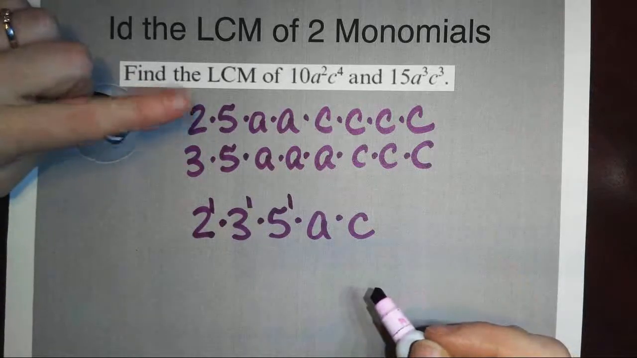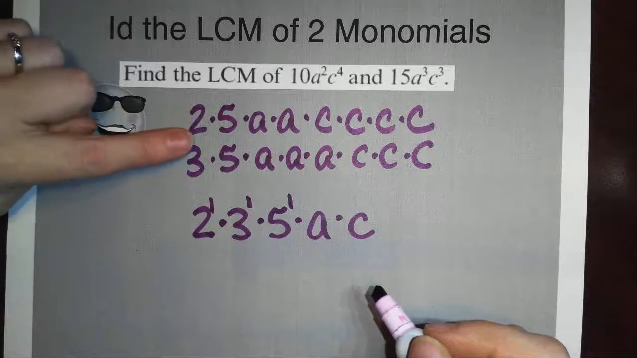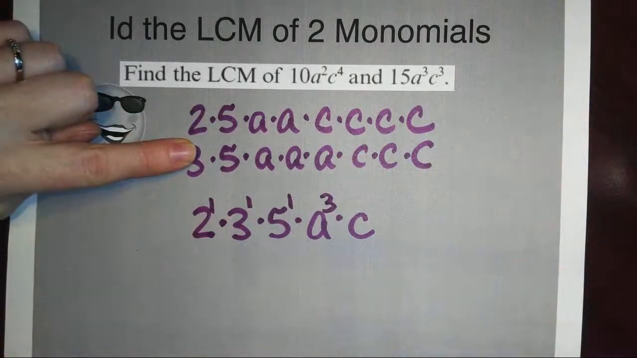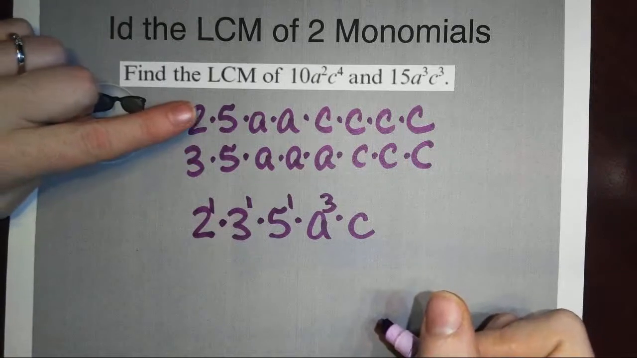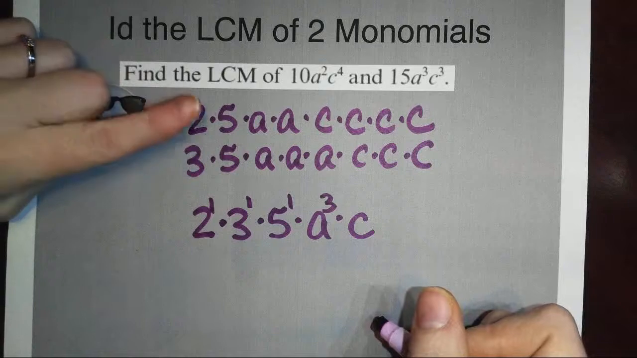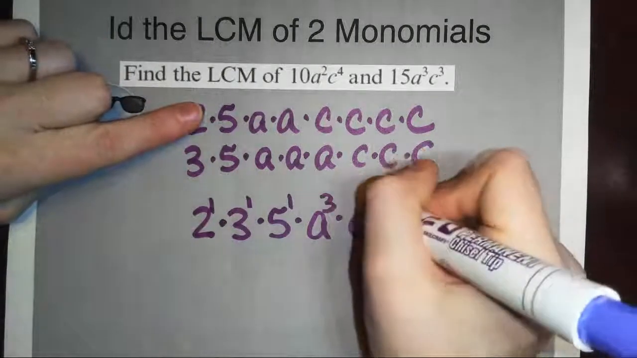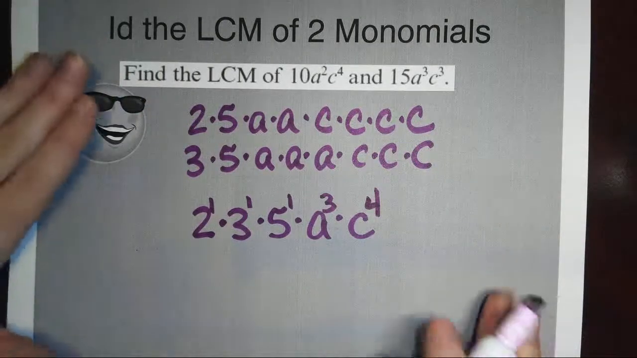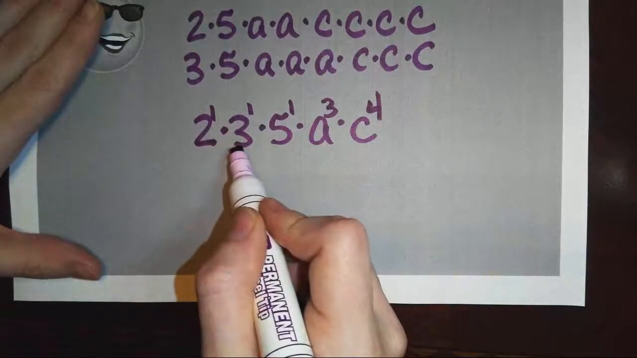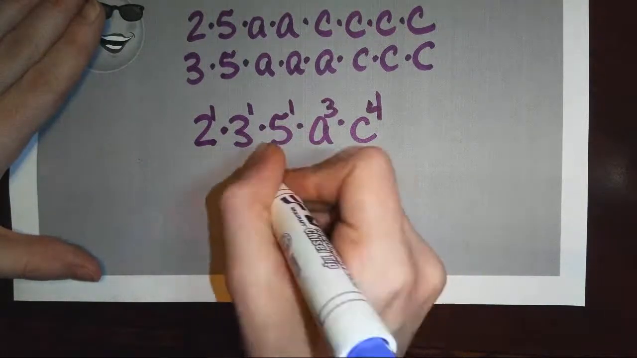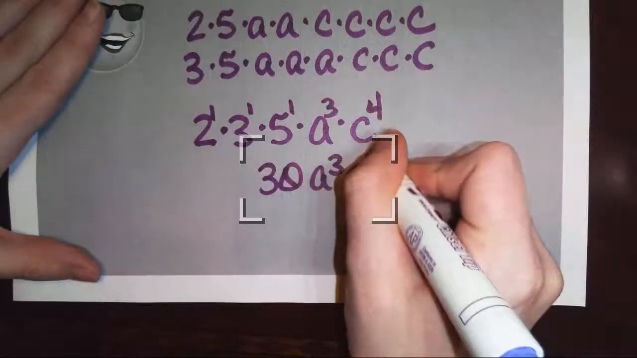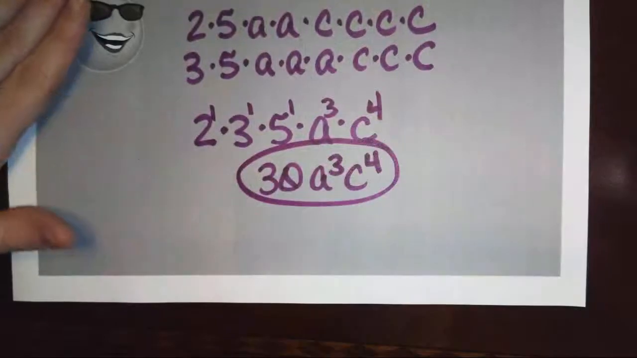A is used 2 times in the first one, 3 times in the second one. Since 3 is the most, I'm going to use it 3 times. And C is used 4 times in this one and 3 times in this one. Since 4 is the most, my exponent on C will be 4. And then I simply simplify this. So I have 2 times 3, which is 6, times 5, which is 30, a to the third, c to the fourth. And this is my least common multiple.